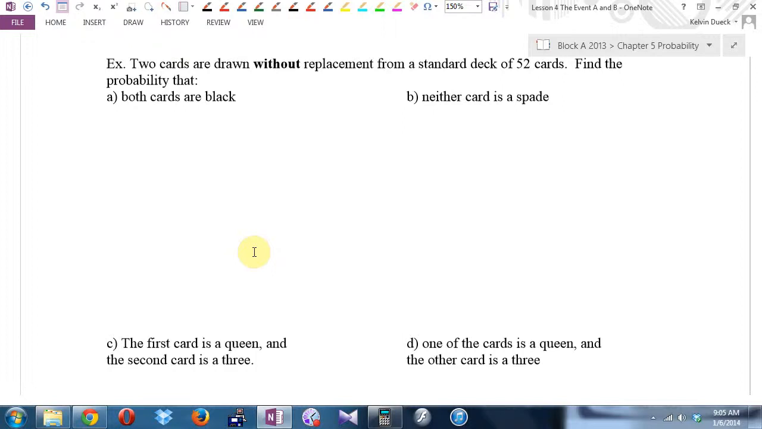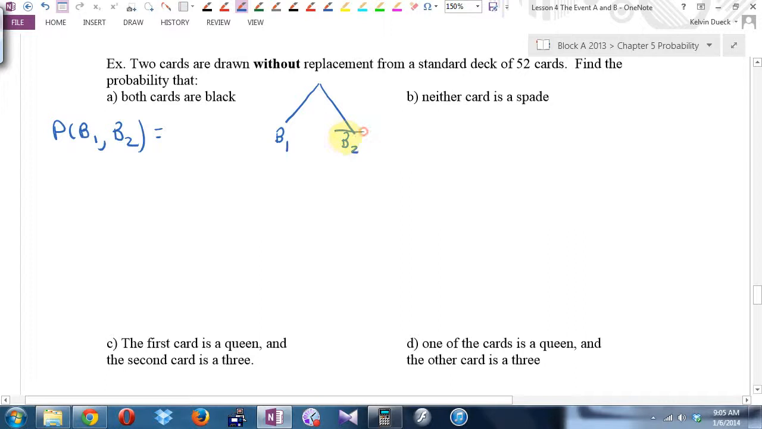What does A want us to find? Both cards are black. Okay, if I wanted to write that in probability notation, it's saying this: find the probability of black on the first, black on the second. Let's do our tree right here. So we can have black, not black. How many black cards are there in a deck of cards? It's half of them, yeah? 26 out of 52 and 26 out of 52. Then we have, sorry, I should have put a 1 here, not a 2. Then we have black on the second, not black on the second, black on the second, not black on the second.